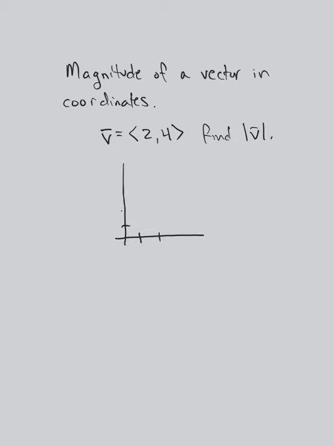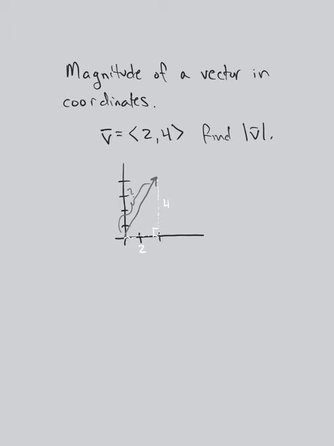So here's the tip of that vector. Here's my vector right here, and what I want to find is how long that vector is. Just like with working with the angles, we can always go back and draw this triangle right here. This length right here is 2, and the height right there is 4.